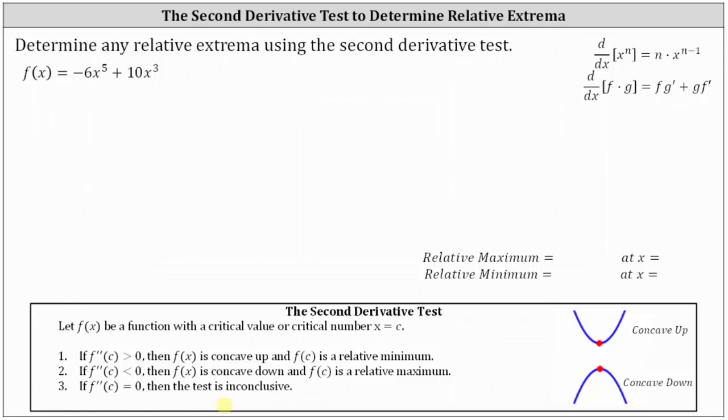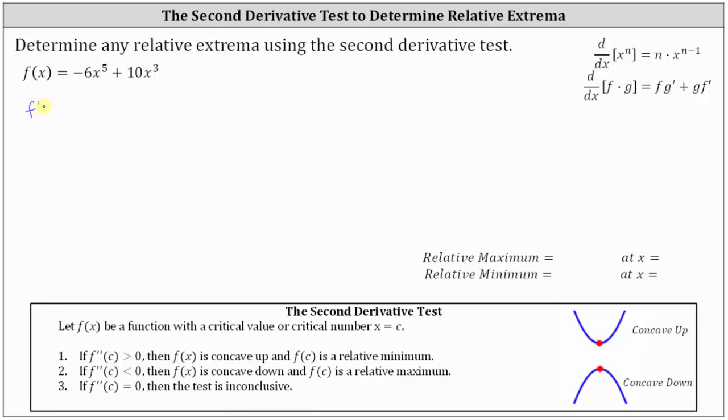Let's look at an example. Here we're asked to determine any relative extrema using the second derivative test. Well, the first step is to determine the critical numbers or critical values, which are where the first derivative is equal to 0 or undefined. So let's begin by determining the first derivative.